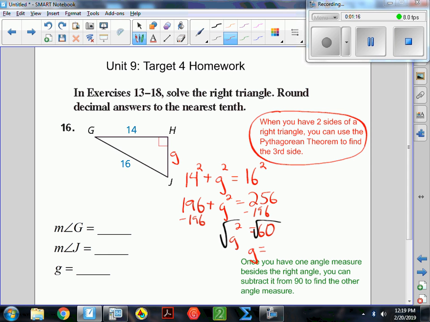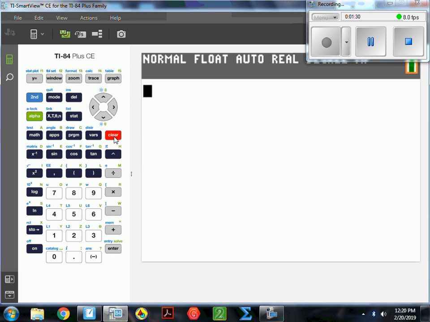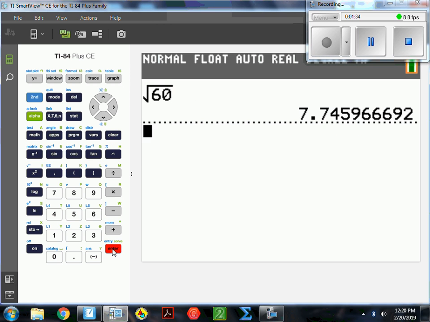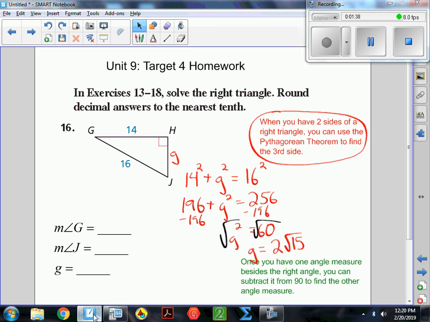Square root of 60 breaks down to square root of 4 times square root of 15. So 2 square root 15 is the exact answer. We might ask you to do that on the test because you've been doing that for us. You can also type in the square root of 60 on your calculator and see what you get there, because they said you could round to the nearest tenth. So you have 7.7 as an answer rounded to the nearest tenth. So g is equal to 7.7.